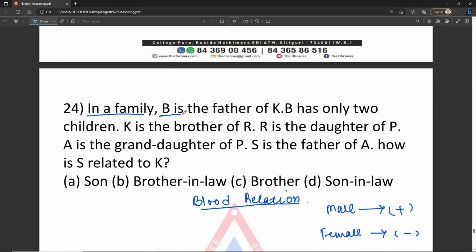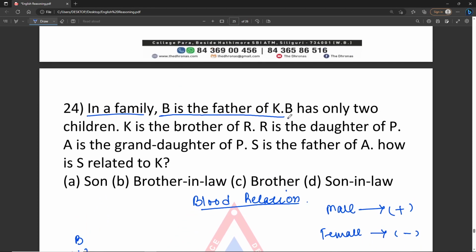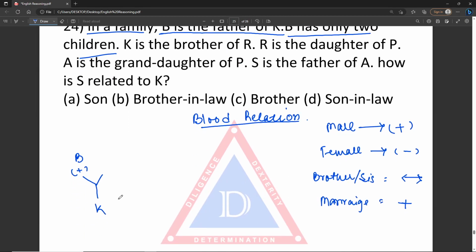So what is given? B is the father of K. Okay, chalo. That means if I write here, B is the father of K. See, B is the male. We don't know the gender of K. Then B has only 2 children. That means there should be a brother or sister of K.